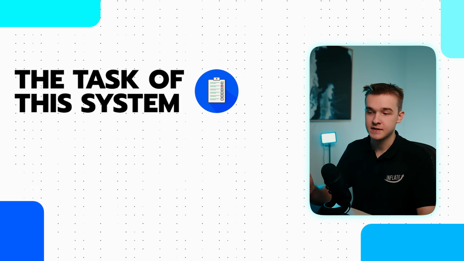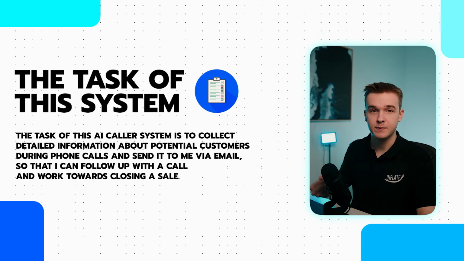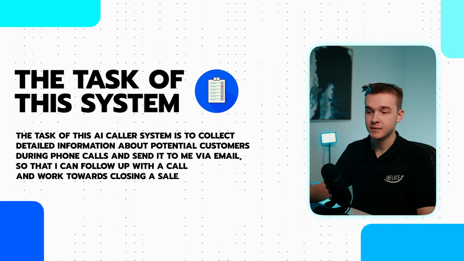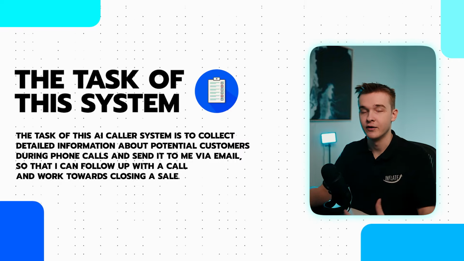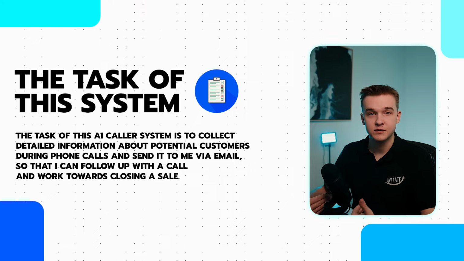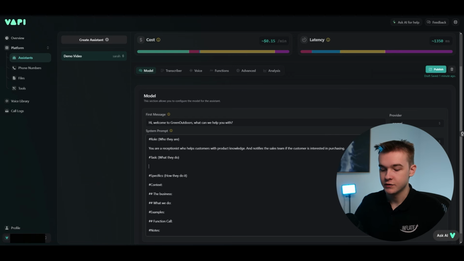And the task is specifically what the assistant actually does. In my case, I wanted to send an email to me with a bunch of info about the potential customer so that I can call them and get a sale done over the phone. Then I can decide as a sales rep if that lead is worth pursuing and calling up again to make a sale. So I'll say your task is to talk to the customer, find out if they are interested, and if so, send an email to the sales rep.